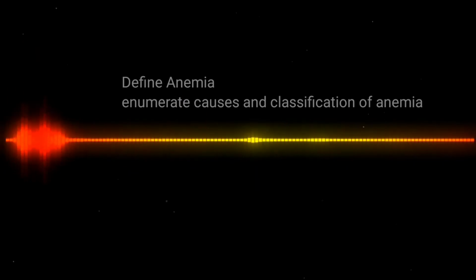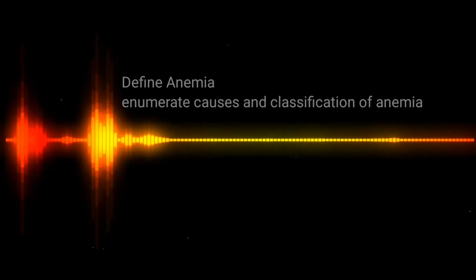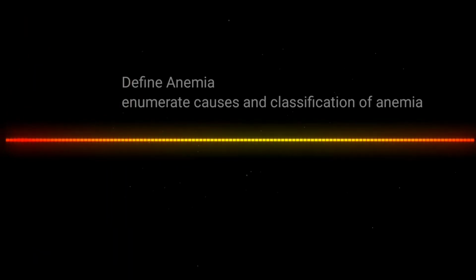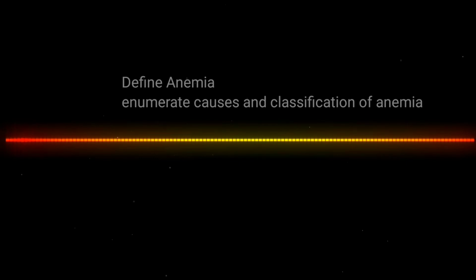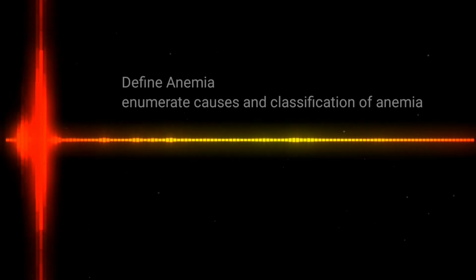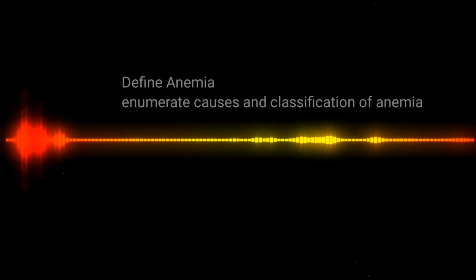So next we'll go to the next classification, which is based on the morphology of RBCs, which includes microcytic anemia, macrocytic anemia, normocytic anemia. Microcytic anemia means MCV below 80 femtoliter, which includes iron deficiency, anemia of chronic diseases, thalassemia, copper, vitamin C, and pyridoxine deficiency.